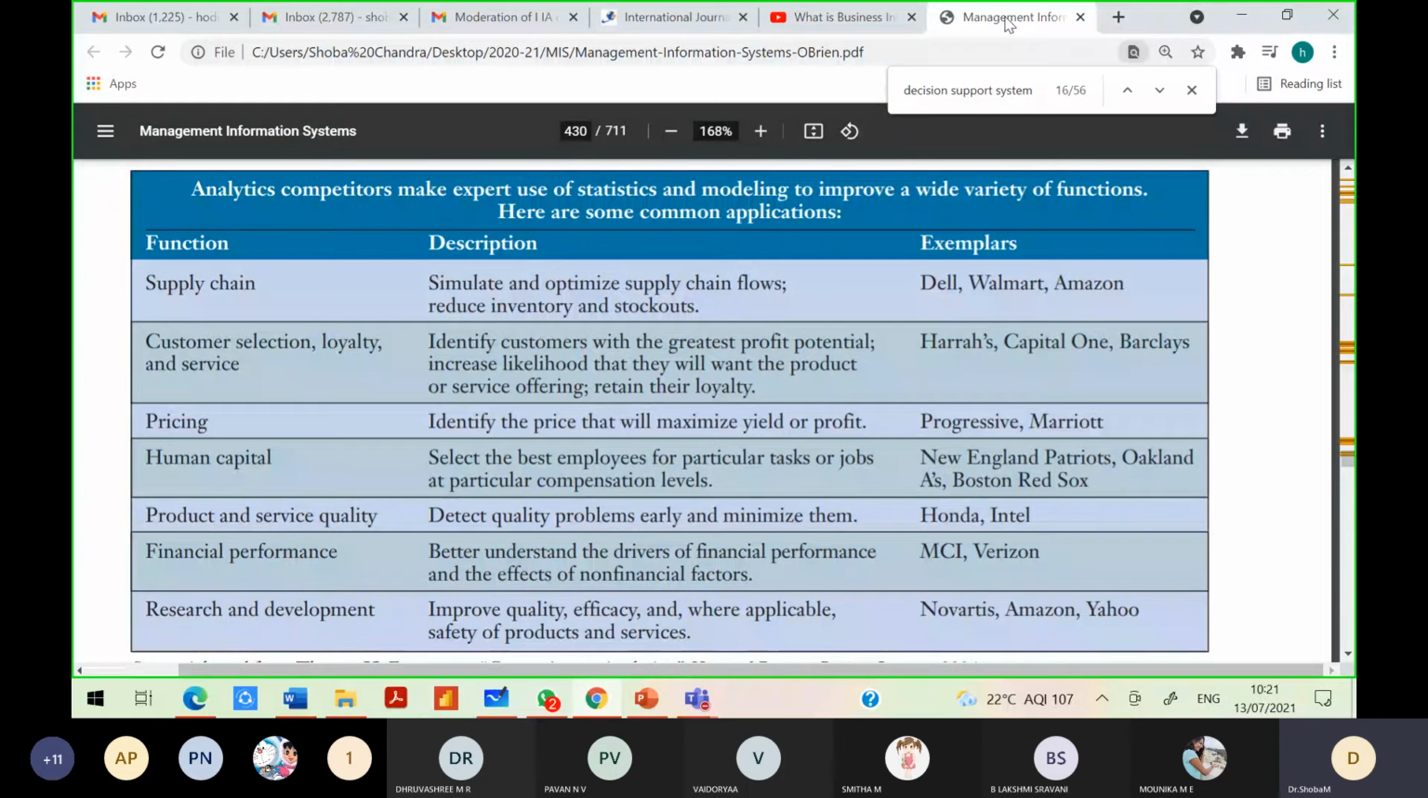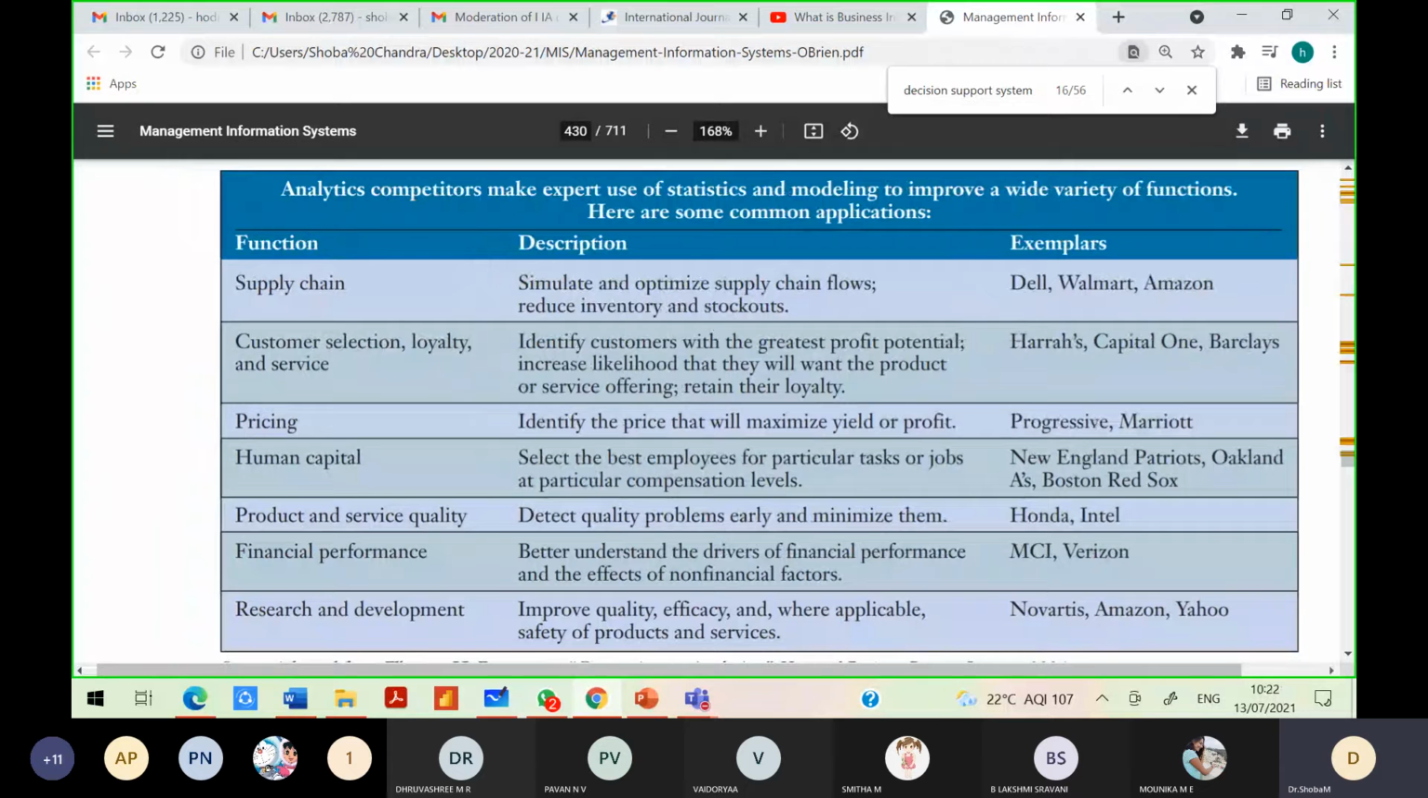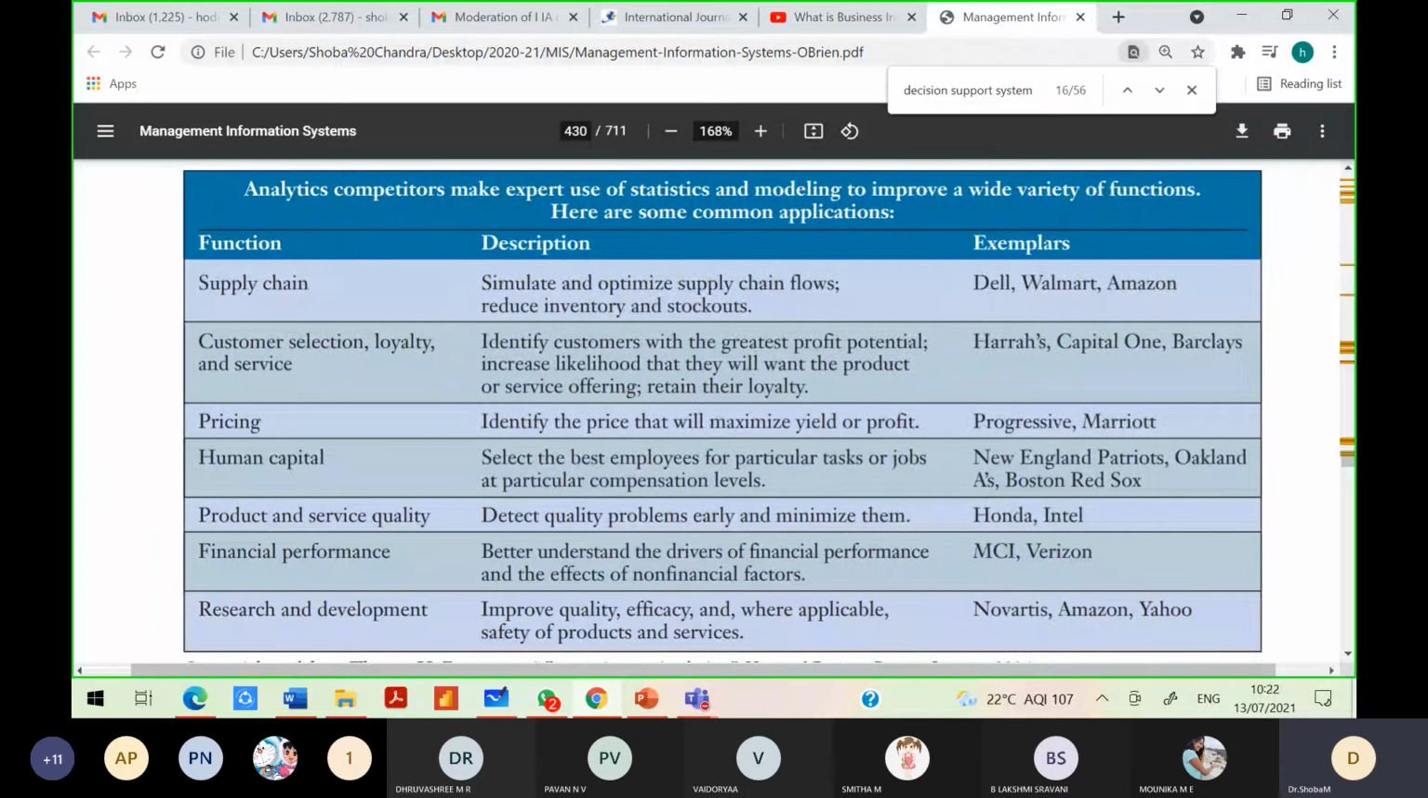So you can see here, what I'm projecting here is that analytics competitors make expert use of statistics and modeling to improve a wide variety of functions. Here are some common applications.